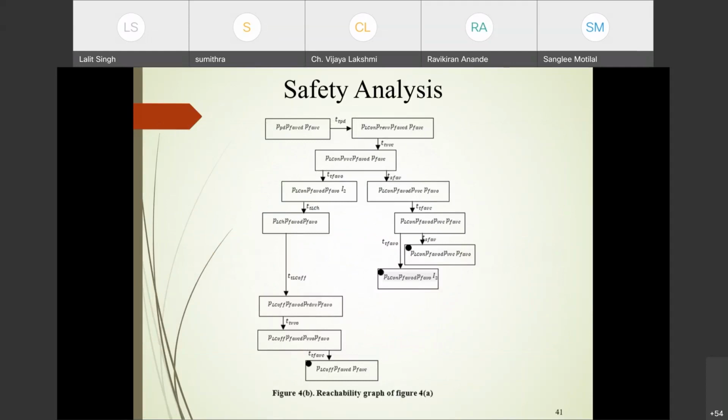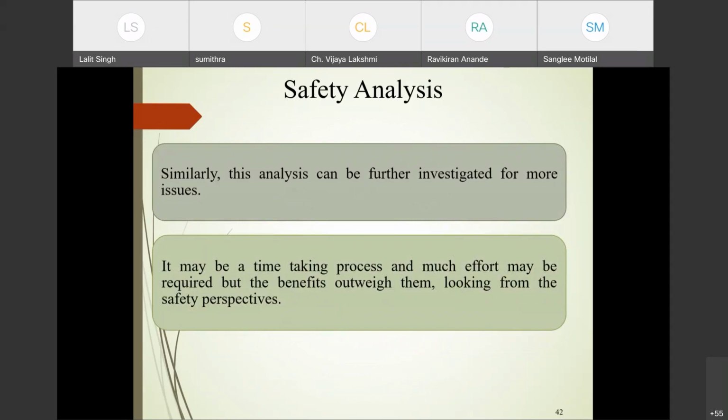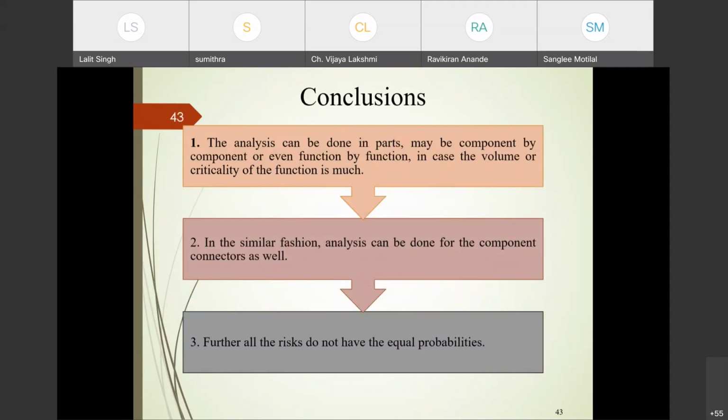Now all the risks have been taken care of by our model, and we have seen the implementation, how we can implement it. Similarly, this analysis can be further investigated for more and more issues. It may be a time-taking process and much effort may be required, but the benefits outweigh them, looking from the safety perspective.